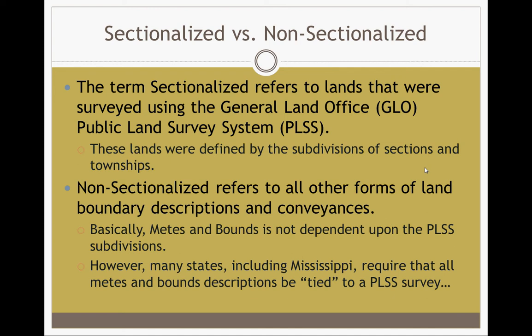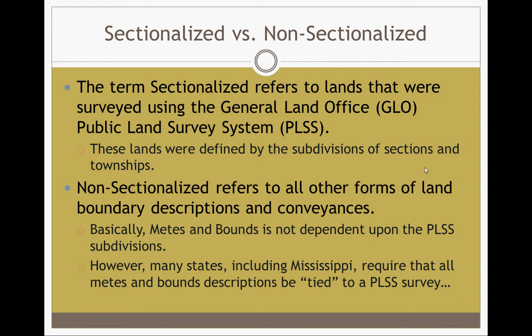Now, the term sectionalized refers to land that was surveyed using the General Land Office Public Land Survey System, or as I call it, the PLSS. These lands were defined by the subdivisions and sections of townships. And we've talked about that a little bit. There's a later chapter in your book that talks directly about the PLSS description system. But remember, they use townships and ranges to define a distance from an initial point. And then you have sections that are subdivided from townships.